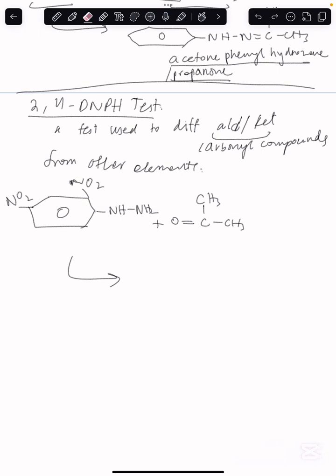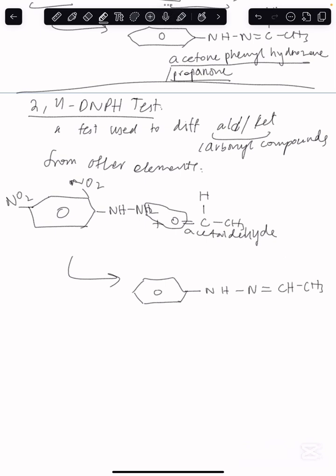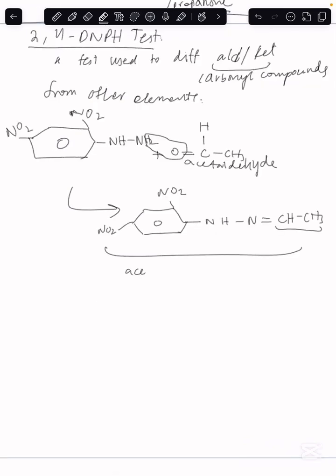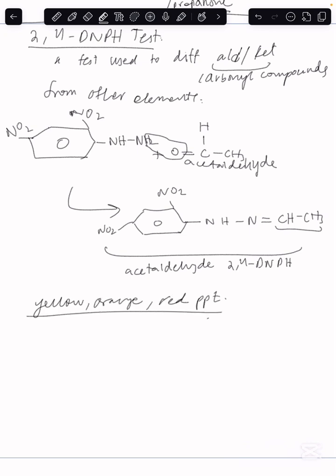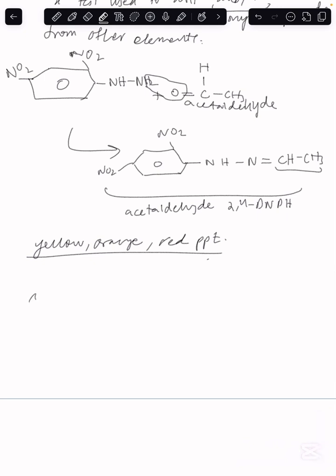Now what will happen is, let's just use acetaldehyde as an example. This hydrogen will combine with the oxygen, and then what we'll have is NH bonded with N, double bond with hydrogen, and we're going to write it like this. So the nitro groups are over here. Now what will be formed is acetaldehyde 2,4-dinitrophenylhydrazone. Now these will give yellow, orange or red precipitates. I won't go into the detail of what kinds will give what kind of precipitates, but we will react acetophenone as an example.